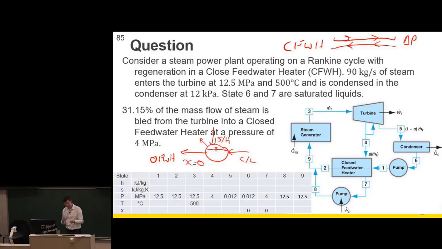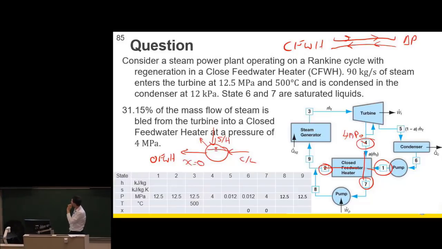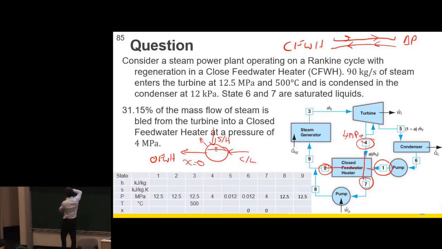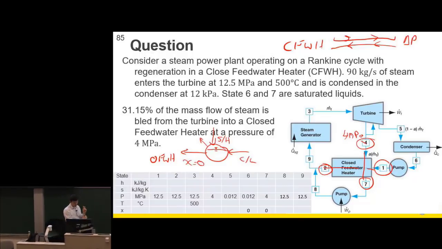It's a heat exchanger, plate type or shell and tube type. In this case, one of the fluid streams is 4 going through to 7, and the other fluid stream is 1 going through to 2, and they're exchanging heat, but they're not mixing their fluid streams. And in this case, they are at different pressures. State point 4 is at 4 MPa, and state points 1 and 2 are at what? What's the pressure of state points 1 and 2? And 8, 9, and 3? 12.5 MPa. I've put it in the table as well. Yeah, okay. Good.